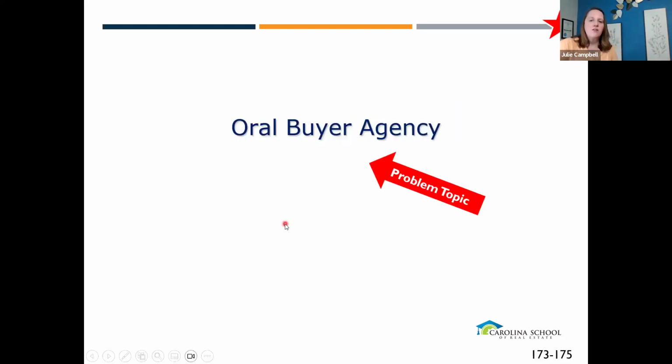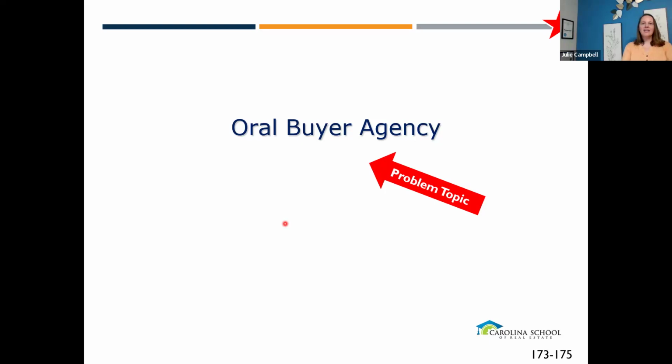Focusing specifically on oral buyer agency, I want you guys to do something for me. Hold up the two fingers on your left hand. Close your right eye. Take those two fingers and on your screen, cover up the word oral. Y'all look fantastic, by the way. If you cover up the word oral, what am I dealing with? Buyer agency. And in buyer agency, what do I owe the buyer? Honesty, fairness, and material facts.